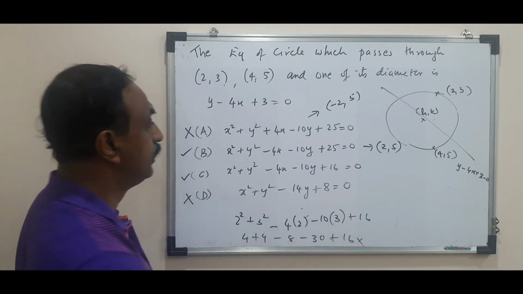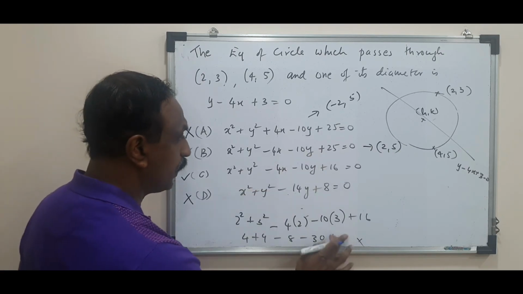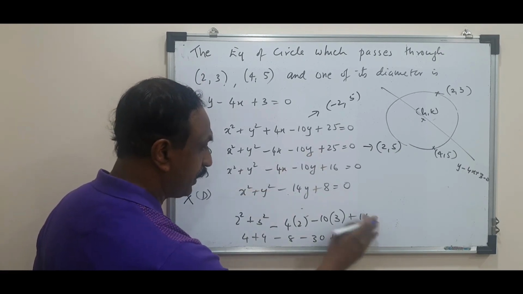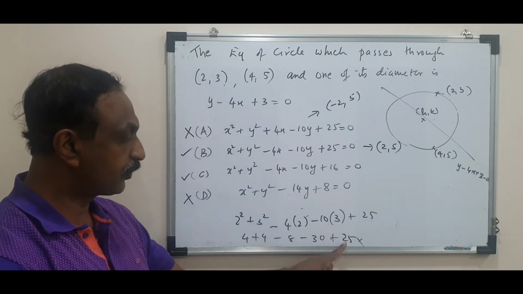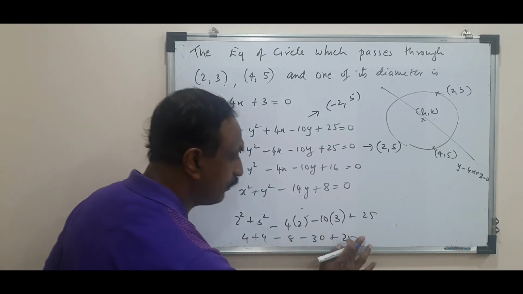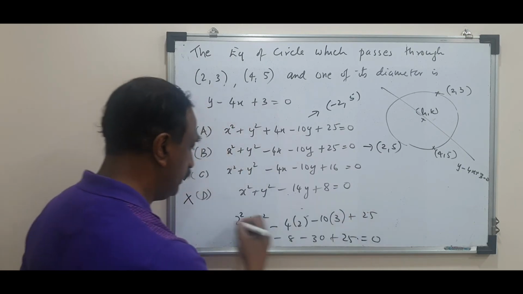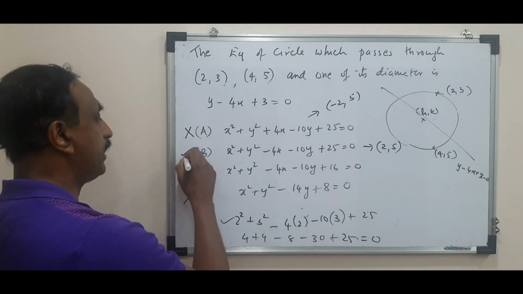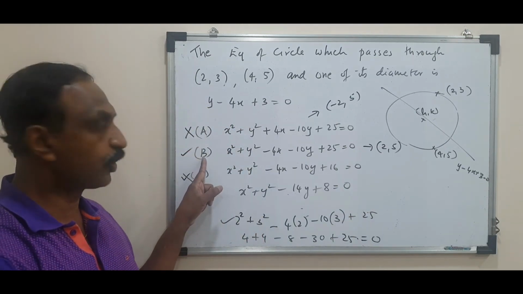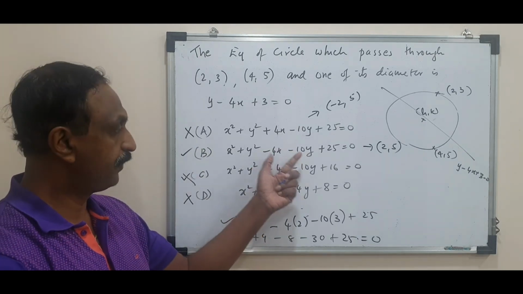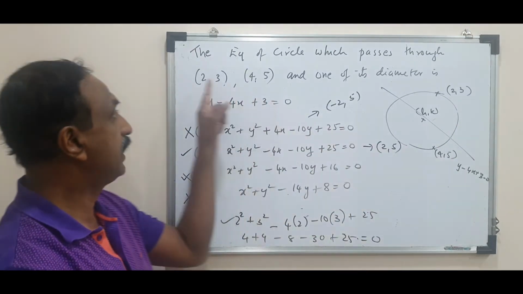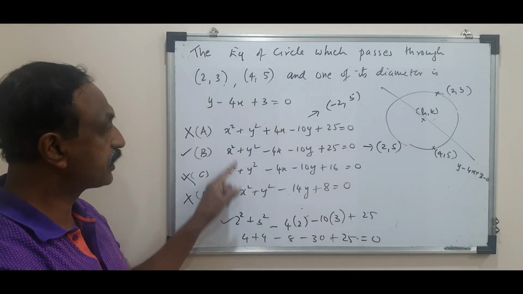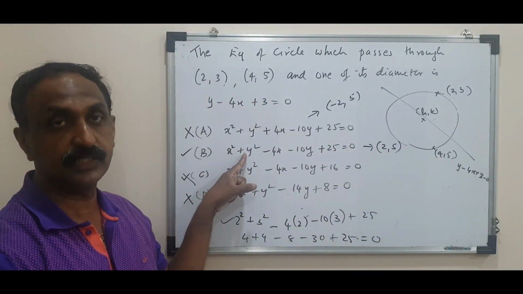This is not correct. Let's try this one. If it is 25 here, let's see whether it checks out. 4 plus 9, 13 plus 25, 38. So this is giving you 0. So this is possible, which means this is wrong and this is the right answer. So B is your option. Once again, first condition, the center of the circle will satisfy the equation. Second condition, (2, 3) is not satisfying the other equation, hence this is the correct answer.